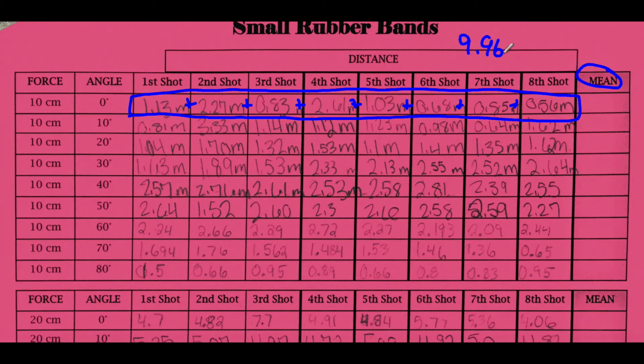9.96. To find the mean, you add them all up and then you divide by the number of terms, or the number of pieces of data. In this case, there were 8 trials, so we added up 8 numbers, and we would get a mean of 1.25. So that means when we use a small rubber band, if we go at 10 centimeters with an angle of 0, the average distance it goes is 1.25 meters. So we can get a good idea of how far it goes on average for each of these different settings.